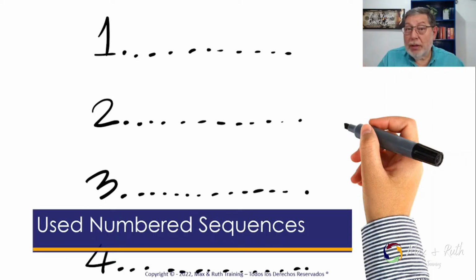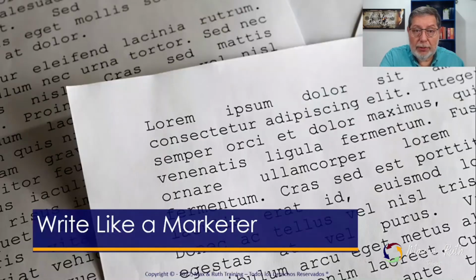So it's important: make your content easy to consume, and your participants will learn a lot more than if it's very complex to consume. That's the strength, and why it's very important to use these numbered sequences or lists.